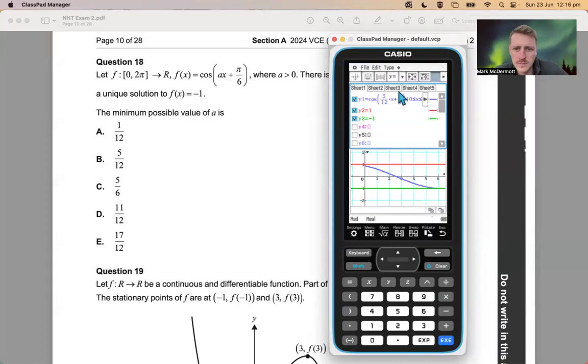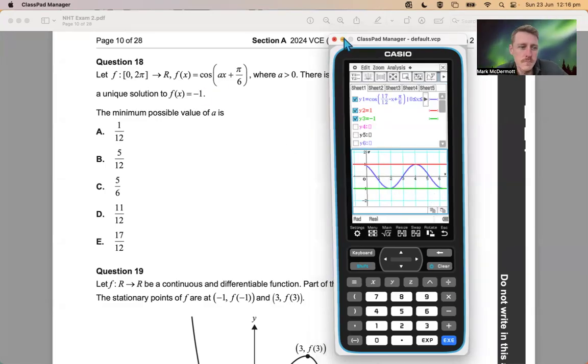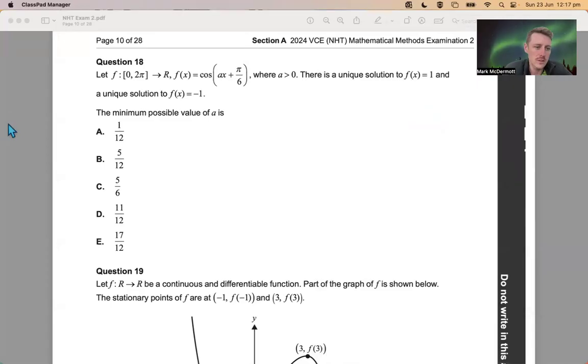Let's do 5/6. Graph it. That looks like it has one solution. Doesn't look like it's touching the red line. So that's no good. All right, 11 on 12. That looks pretty good because it looks like it's touching the red line and the green line, but it's only touching the red line once and the green line once. So I reckon that looks pretty good. Let's check to make sure that 17 on 12 doesn't do anything weird. All right, this looks like it's got multiple times it touches the green line. So I reckon the answer is D. And you've got to be so good with your calculator, obviously, on these exams.